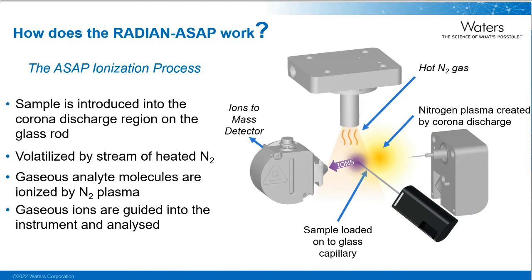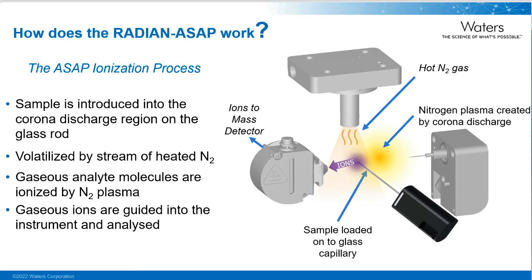Now we will look at the ASAP ionization process. The sample itself is introduced into the source on a disposable glass capillary. There is a stream of heated nitrogen which serves 2 purposes. Firstly, it provides a heat source to the glass capillary to volatilize the sample and create gaseous molecules.